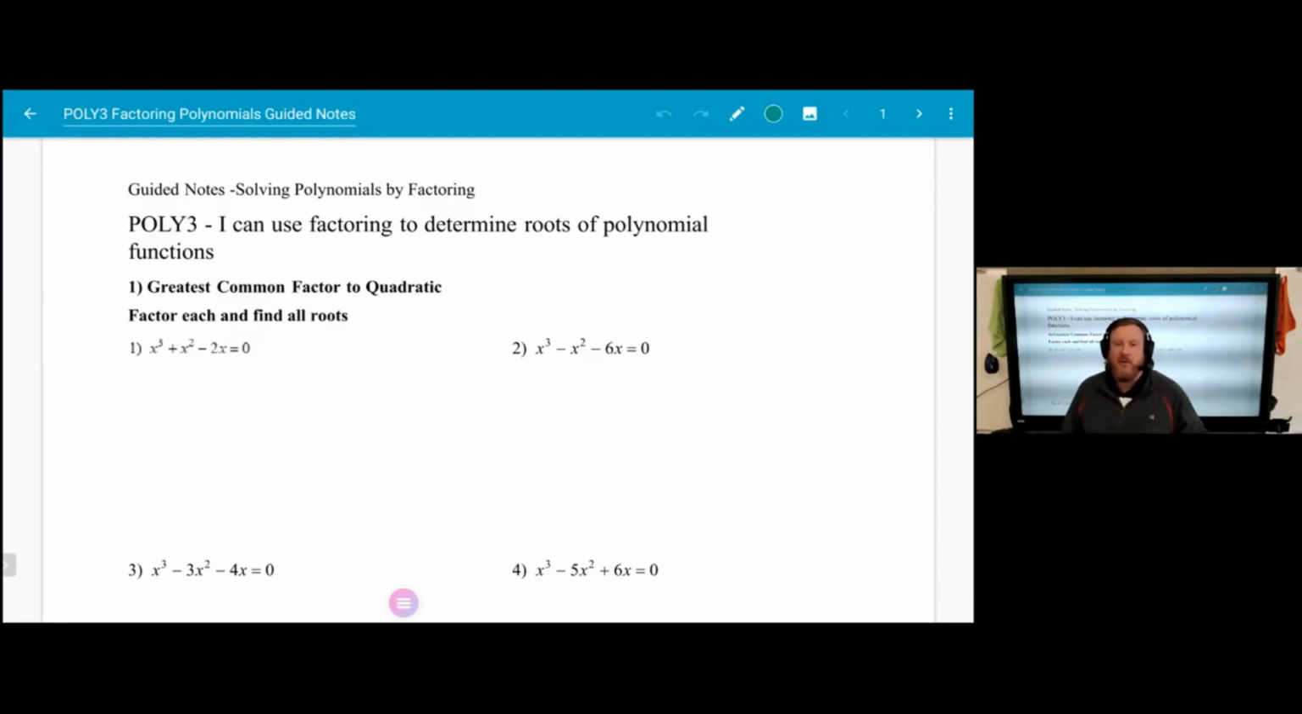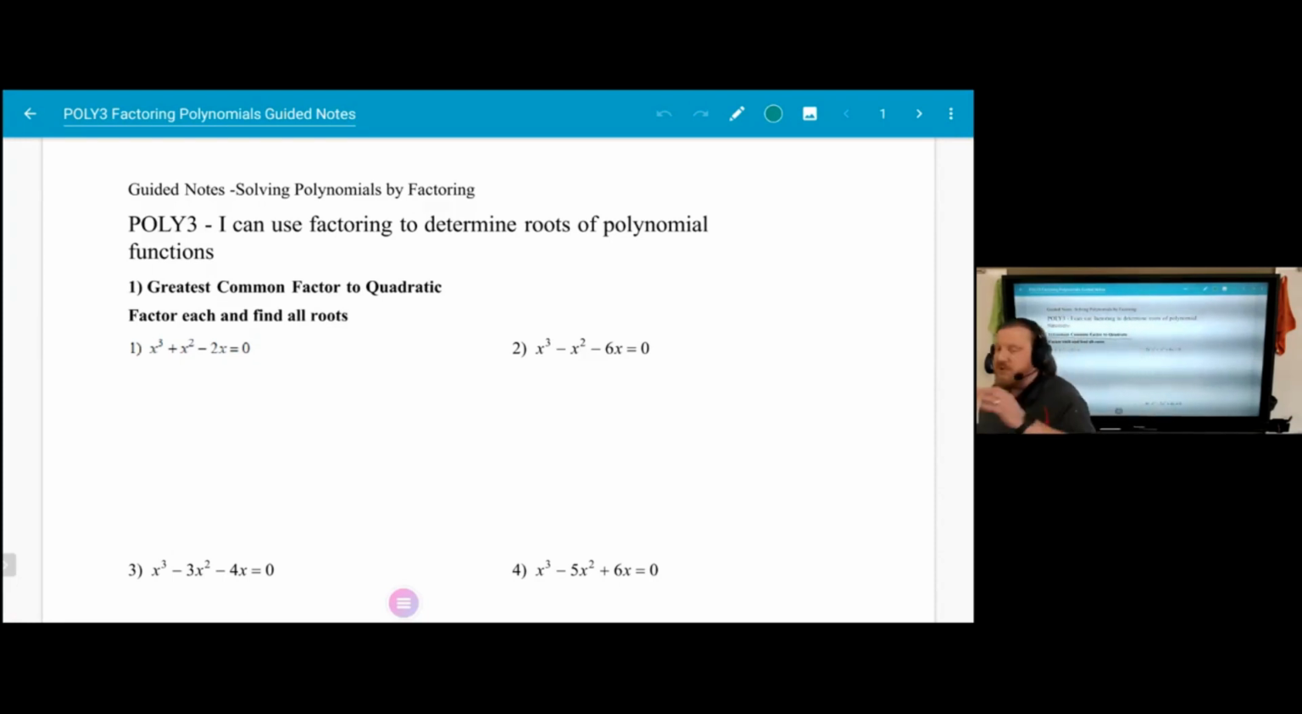I got kind of 4 different ways we're going to talk about. I'm going to do 2 examples of each, and you're going to do 2 examples and check them. Then we'll do some practice. So let's go ahead and get going. We've got greatest common factor to quadratic. So this is the style, right? The style right here, greatest common factor to quadratic. Just like before, the first thing you need to do is check for greatest common factors.